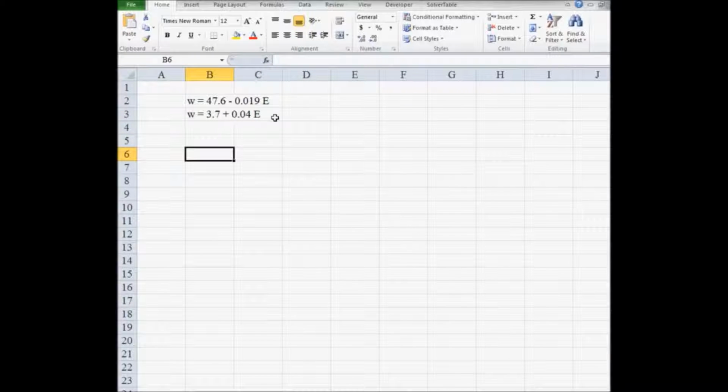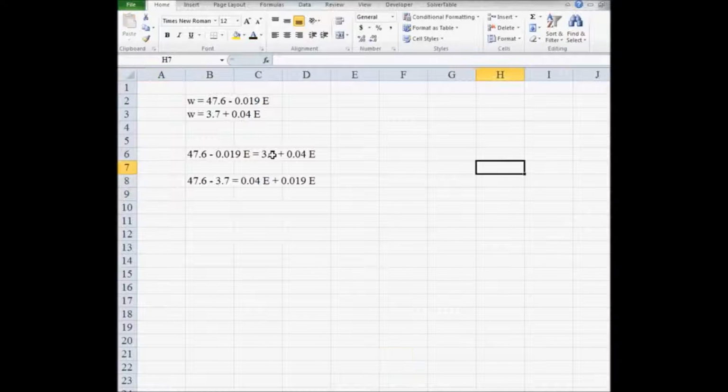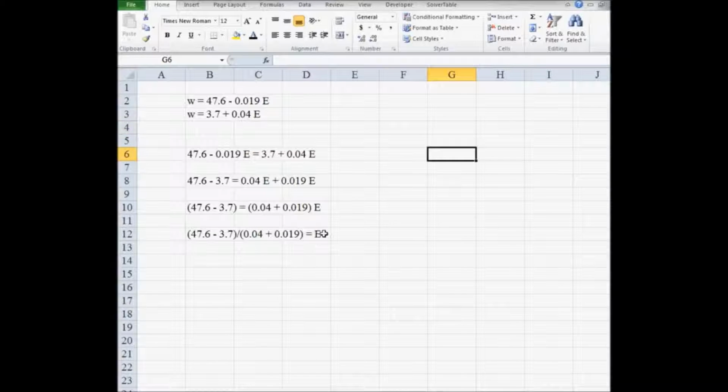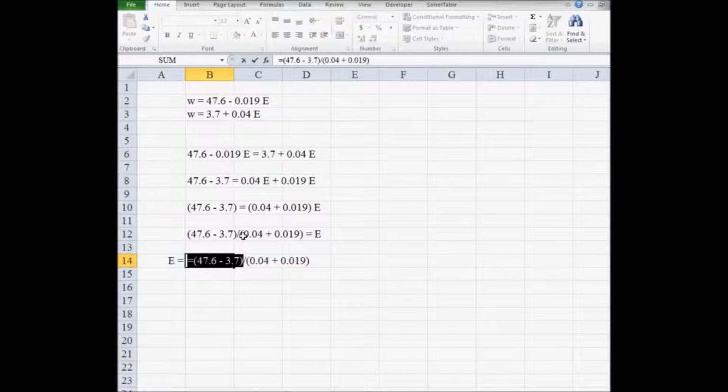To find the equilibrium employment level, I set demand equal to supply. Here I have the demand curve equal to the supply curve. Then I subtract 3.7 from both sides of the equation and add 0.019e to both sides of the equation down here. I factor out e on the right hand side, and then I divide both sides of this equation by this coefficient of e. So I calculate this value here, down here in cell B14.